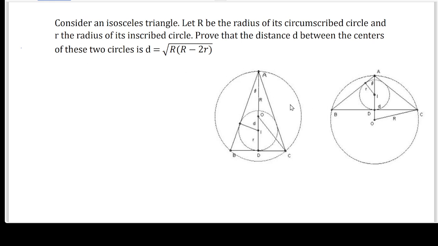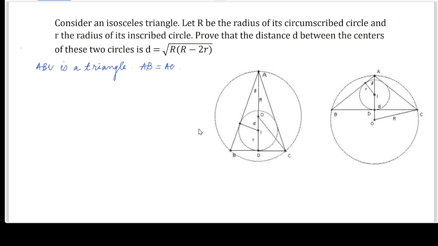So here you can see two figures. In one, the incenter is below the circumcenter, and in the second one I is above it. But whatever figure you draw for this isosceles triangle, you will get these two situations. So here ABC is a triangle, and AB equals AC.